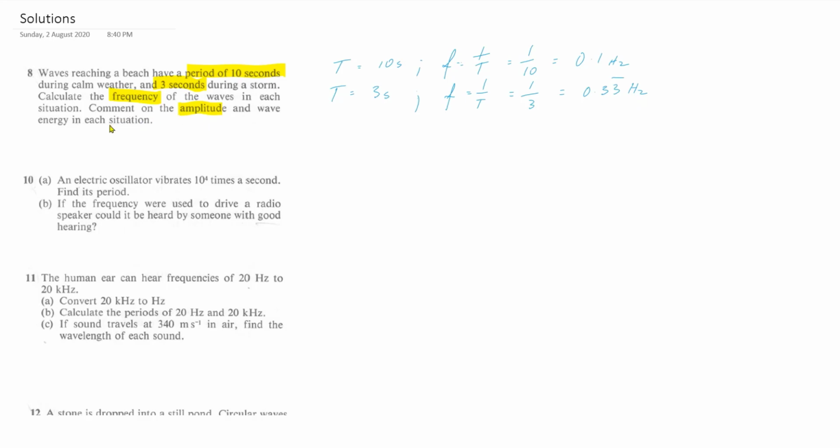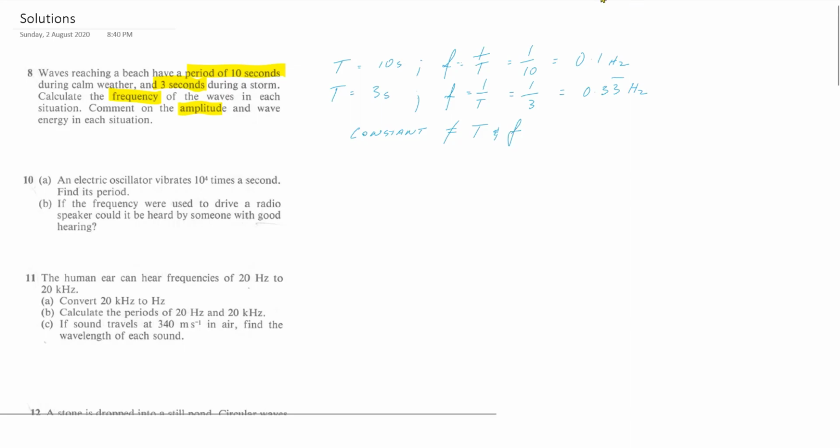Comment on the amplitude and the wave energy in each situation. Well, the period and the frequency are not tied to the amplitude because they're separate vectors, so therefore we assume that they're going to be constant. Technically there's not enough information in the question, however there is no relationship between period and frequency regarding the amplitude. They're separate quantities.